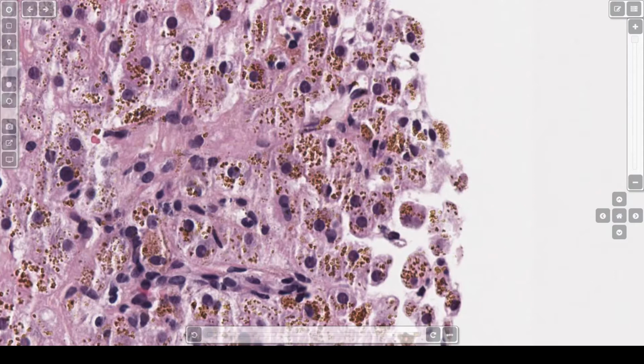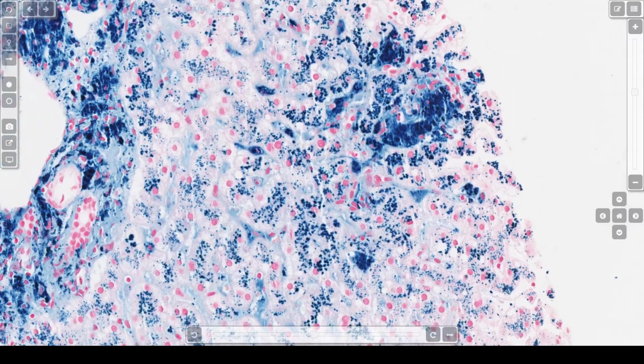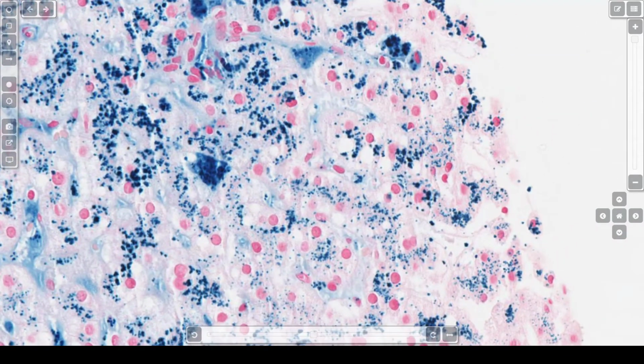In order to confirm that this is iron, we generally do a Prussian blue stain, which will confirm this brown material is iron. Let's go on to look at our Prussian blue. This is the Prussian blue on the same liver biopsy. At this power, you can see that the granules in the hepatocytes are blue, which confirms that they are iron. This, of course, is hemochromatosis secondary to transfusions for beta thalassemia major.